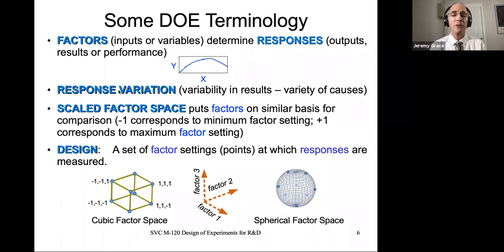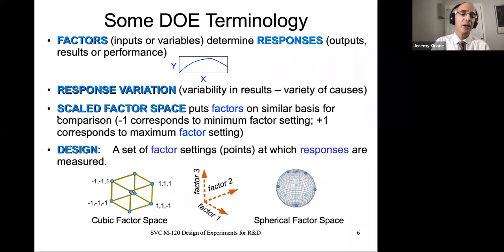Now, when you measure that response, you don't always get the same answer. And a big piece of DOE practice that's important is understanding that there is response variation. That's a variability in results. It comes from a variety of causes. We'll discuss a little more about response variation as we go through the hour. But knowing that there's response variation and knowing what to do about it is part and parcel to good practice of DOE.